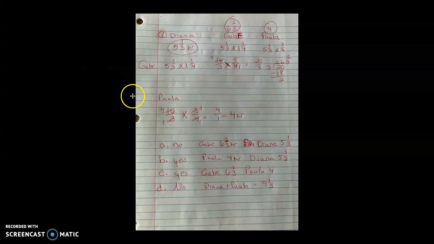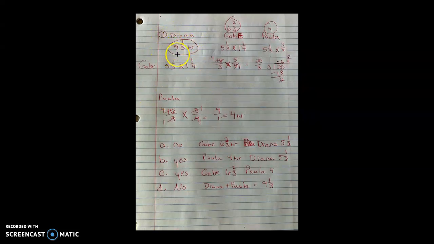Okay, so here's how to solve question number 1. Diana, you'll notice they tell us, worked on her project for 5 1/3 hours. Gabe worked 1 1/4 times as much. So notice I have to change my numbers to improper fractions. So 5 times 3 is 15, plus 1 is 16. So I get 16 over 3 for Diana, times, and then 1 times 4 is 4, plus 1 is 5, so 5 over 4. So I can cross cancel.